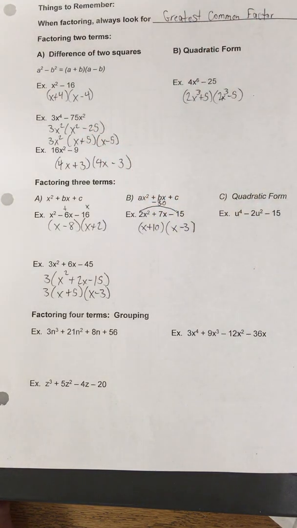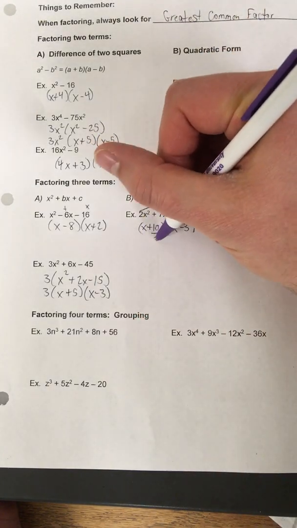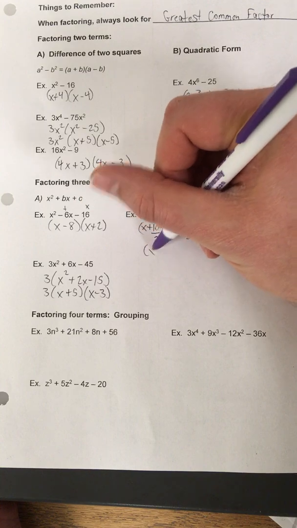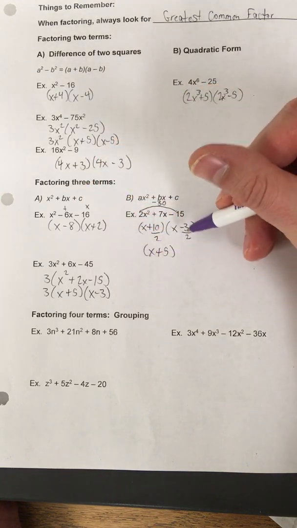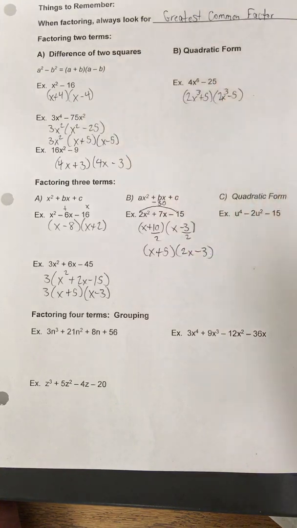But that's not the final answer. Remember, last step for rainbow method, divide by whatever's in front of x squared. Divide by that 2. So that's going to be x plus 5, and can't reduce that, can't divide it, so move the 2 in front. 2x minus 3. Those would be my factors.